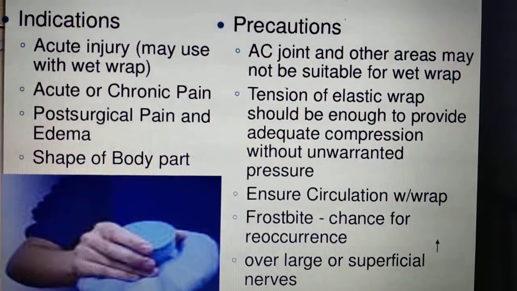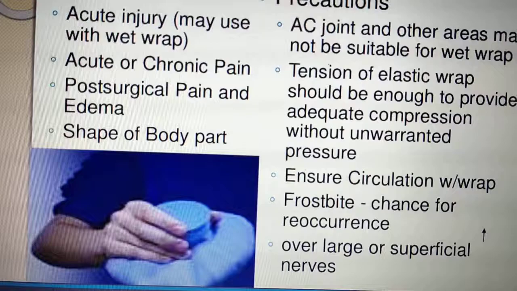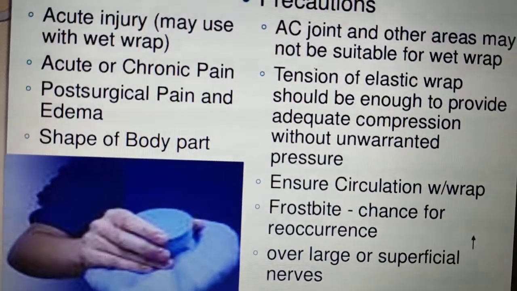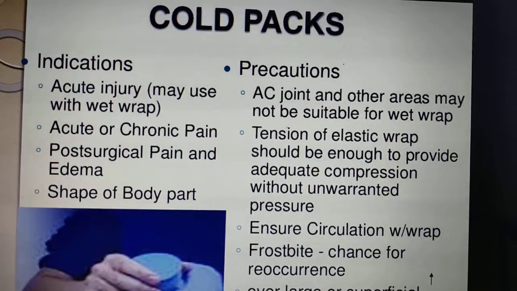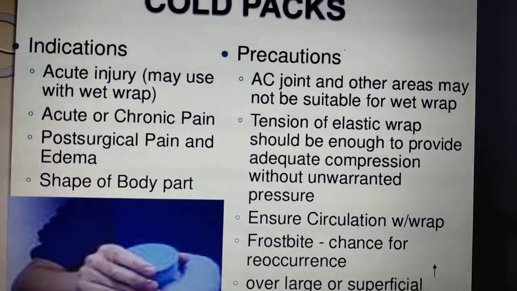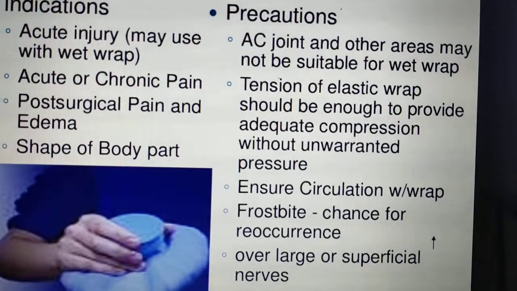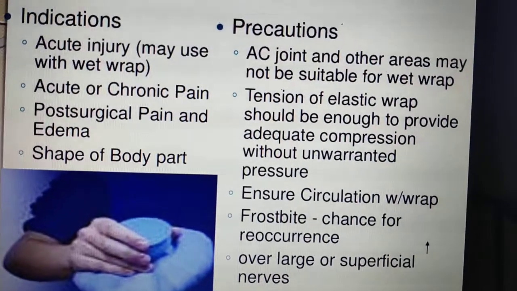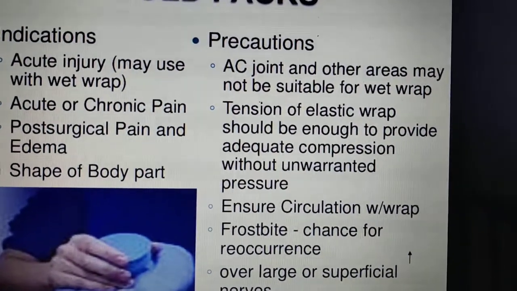Okay, we'll see this AC joint, between the collarbone, the clavicle bone, and the shoulder joint. In that place we can't use this one. For that pain, we can't use this. It is not suitable. Then the tension of the elastic wrap should be enough to provide adequate compression without unwanted pressure and ensure circulation.